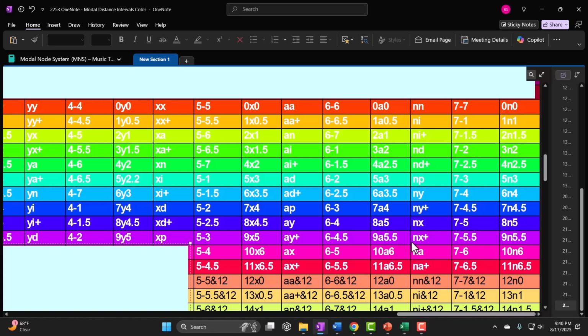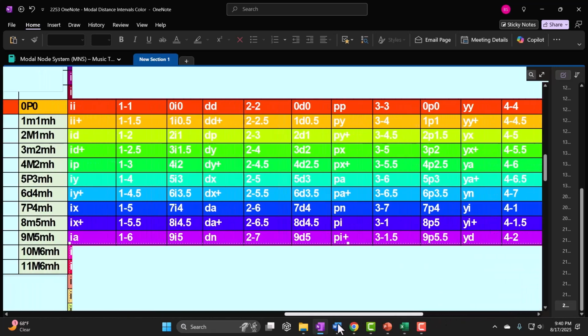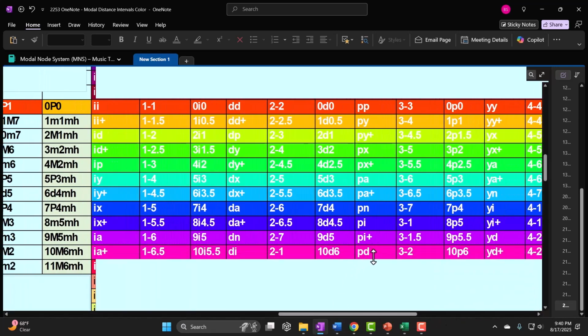Locrian, kind of like a minor mode, so you'd think there'd be a problem, which there is, lands us in the Mixolydian Ocean. An N to an X plus modal range, 7 to 5.5 modal range, 9 notes away from the Locrian node, 5.5 modal half steps, which would be 6.5 scale degrees, or a major 6.